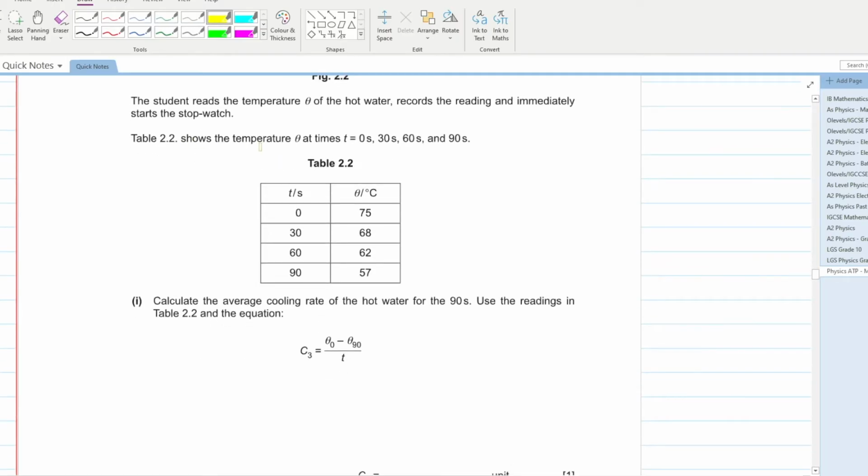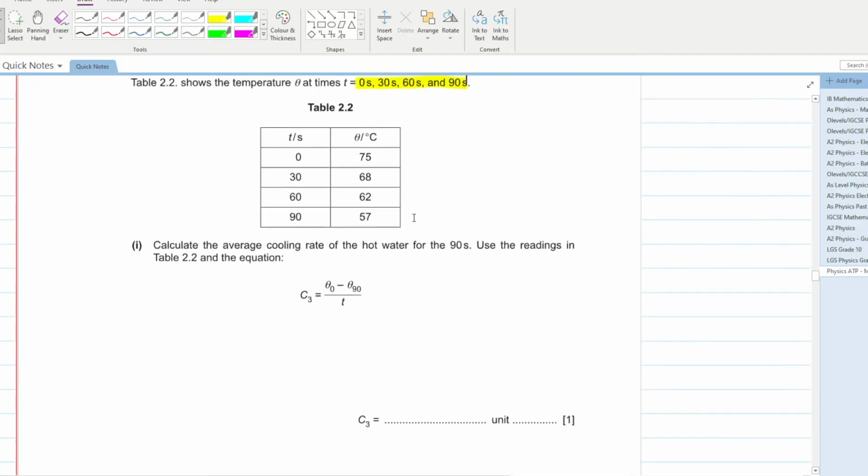Table 2.2 shows the temperature theta at 0 seconds, 30 seconds and 90 seconds. We have to calculate C3. C3 is 75 minus 57 divided by 90. Let's calculate this answer. 75 minus 57 divided by 90 comes out to be 0.2. What will be the units? Again, degree centigrade per second.